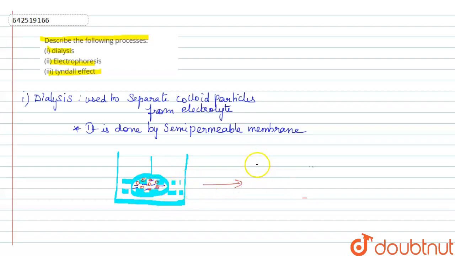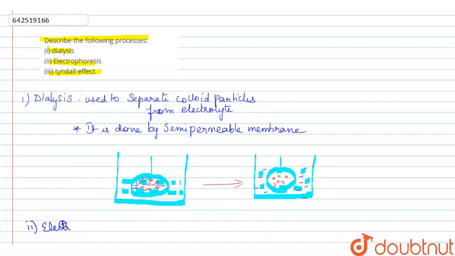After some time, what I will be observing is that the electrolyte gets diffused, and the colloidal particles remain as such. So I get my colloidal particles in the bag, whereas the electrolyte will be in the trough of water, diffused along with the water. So this is dialysis, and the second one is electrophoresis.